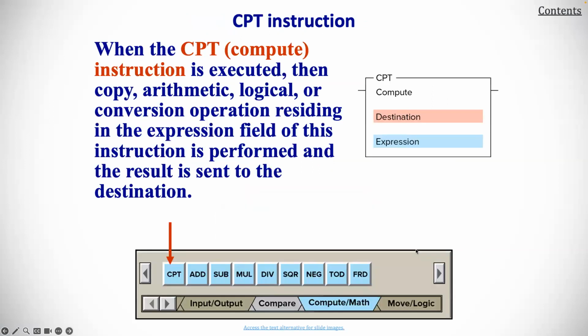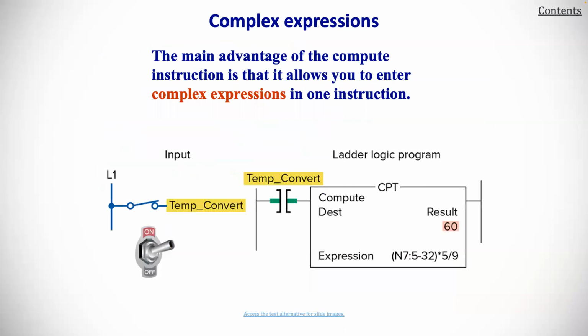We have the CPT instruction. This is the compute instruction, which is executed when a copy, arithmetic, logical, or conversion operation residing in the expression field of the instruction is performed, and the result is sent to the destination. So compute is useful. The advantage of a compute instruction is that it allows you to enter complex expressions in one turn, and that can be a useful thing. Here's an example of an expression.